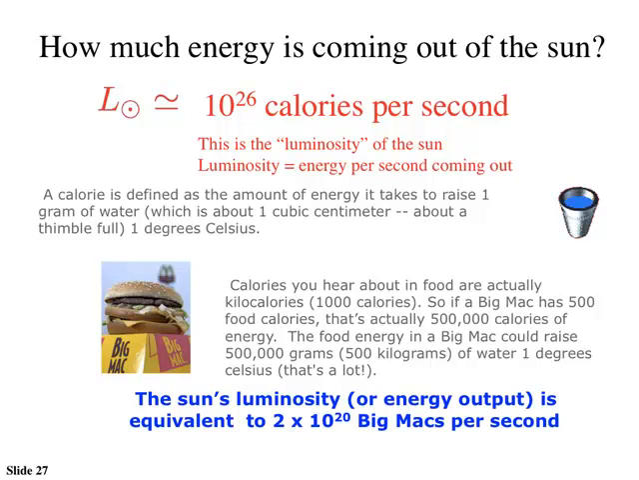So the sun's luminosity in these units is 2 times 10 to the 20 Big Macs. So there's 2 times 10 to the 20 Big Macs of food energy coming out of the sun. So that's also unfathomable. When you put things like this, it's sort of unfathomable how much energy is coming out of the sun. So this is a huge amount of energy.